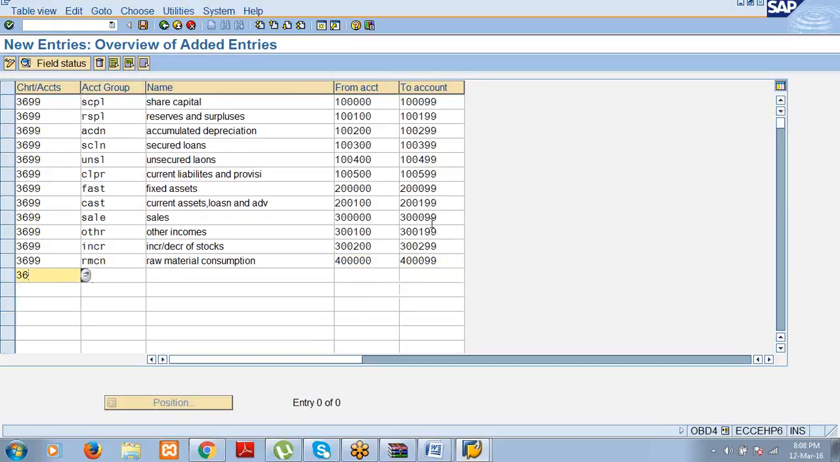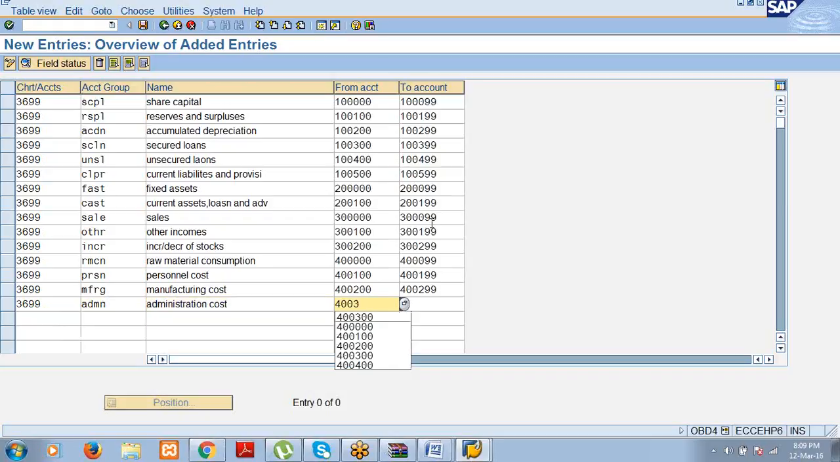4,99,000. Chart of accounts 3699, PRSN, personal cost from account is 4,100,000 to 4,199,000. Chart of accounts 3699, account group MFRG, manufacturing cost 4,200,000 to 4,299,000. Chart of accounts 3699, ADMN, administration cost. From account is 4,300,000 to 4,399,000.